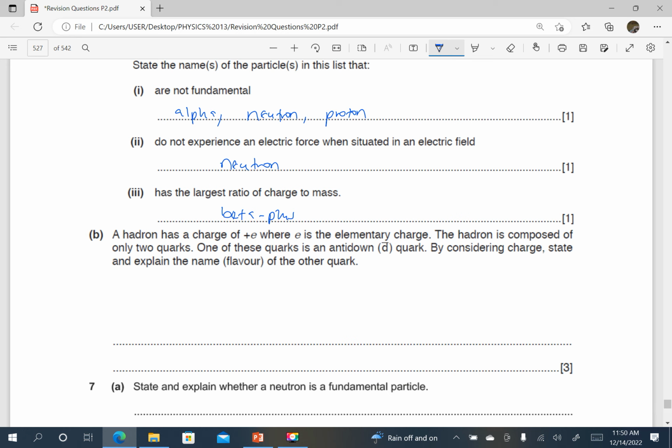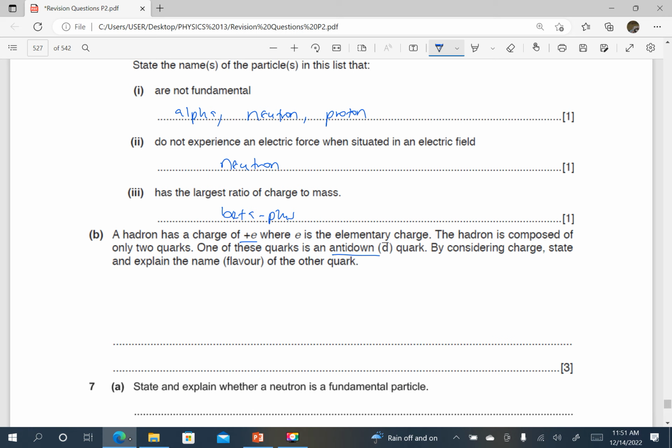A hadron has a charge of positive e, where e is the elementary charge. The hadron is composed of only 2 quarks. That is most likely going to be a meson. One of these quarks is anti-down. By considering charge, state and explain the name, flavor of the other quark.